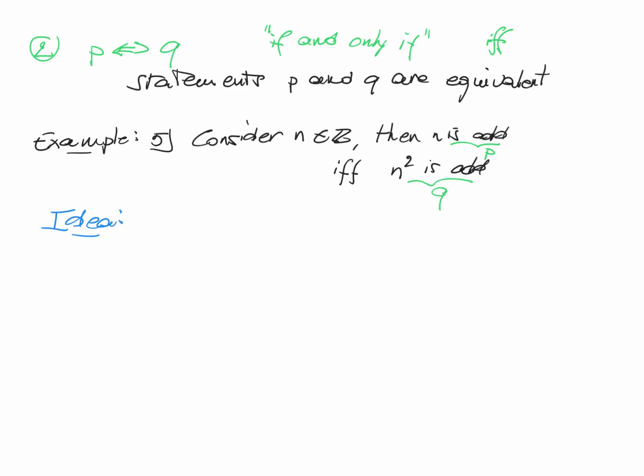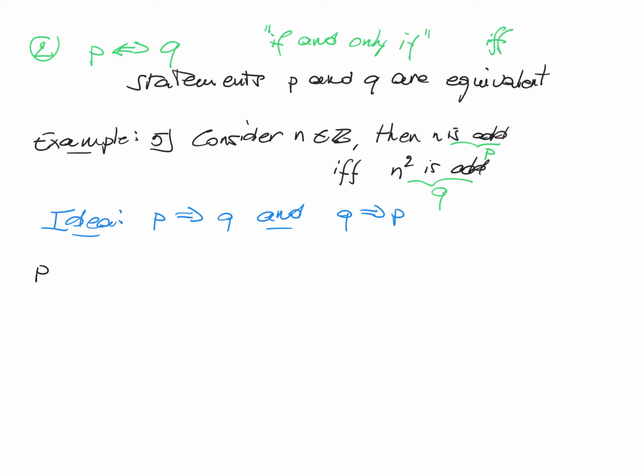You prove it in two parts. You prove it as two implications. So you prove on the one hand P implies Q, and you also prove Q implies P. So that way you have shown both statements, P then Q and Q then P. To prove the implications, we can use any technique that we previously saw. So we can use any of the four techniques that we saw before.